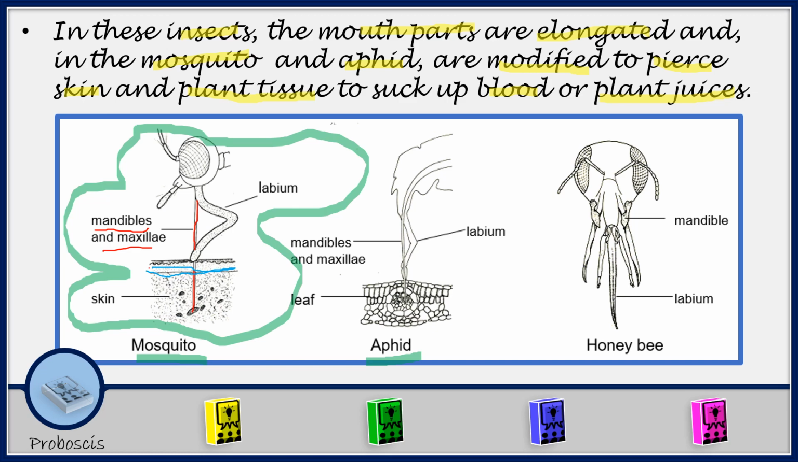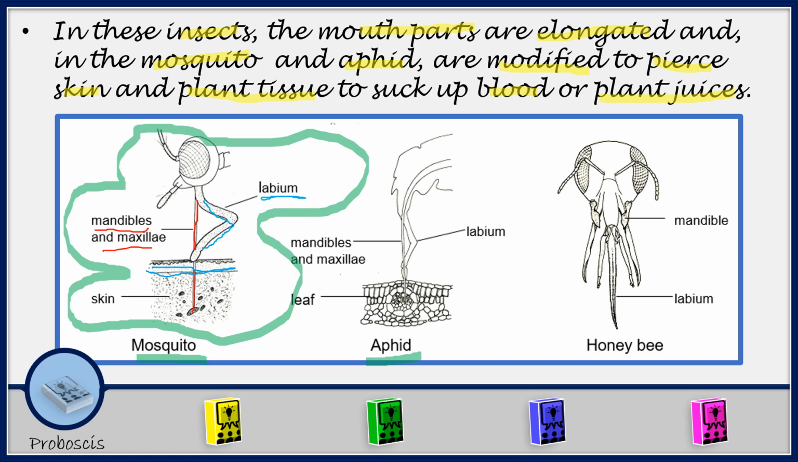Then behind, it has the labium. The labium is this part here. This labium is used as a cover of the mandible and the maxilla. So the mosquito has a modified mouth part which is made up of the mandibles and the maxilla, which are used for piercing the skin to suck blood, and then the labium is used to cover the mandible and the maxilla.